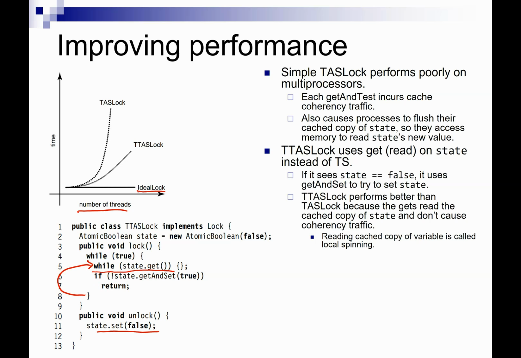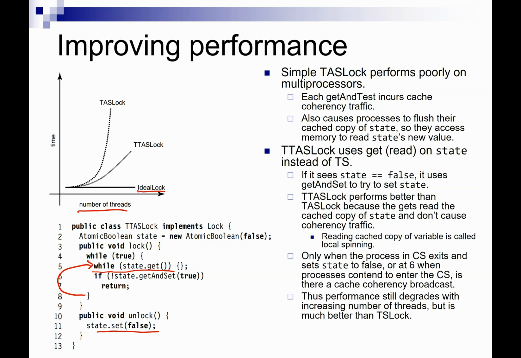So if you look at the performance of the TTAS lock, it's going to be better than the TAS lock, but it's still not ideal, because there's still cache coherency traffic happening, and the more threads there are, the more traffic there is. The threads still need to be able to get the current value of state, right? So we need the cache hardware to do that.